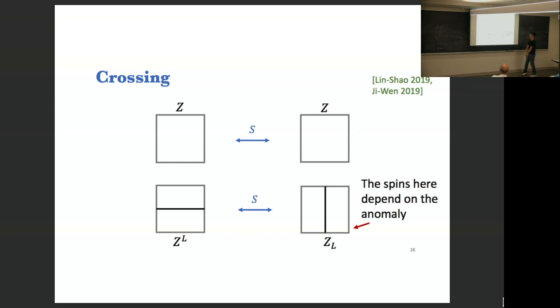Okay, so these are the ingredients. This is the crossing relation: for the ordinary torus partition function, they just go to each other under the modular S transformation. And for the twisted sector partition function, when you do S, it becomes a torus partition function, but with a Z2 charge operator inserted at a fixed time. And the way that the anomaly enters into the whole story is that the spins in the twisted sector depend on the anomaly, as in the previous slide.